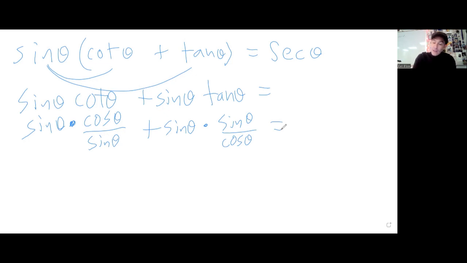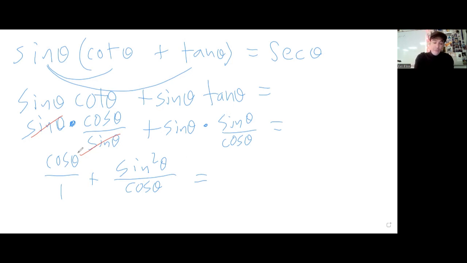How about here in red? These cancel, right? Those in red can cancel out. So we're left with cosine theta over 1 plus sine squared theta over cosine of theta. Right, and we got sine squared because it was sine times sine, and cosine's in the bottom.